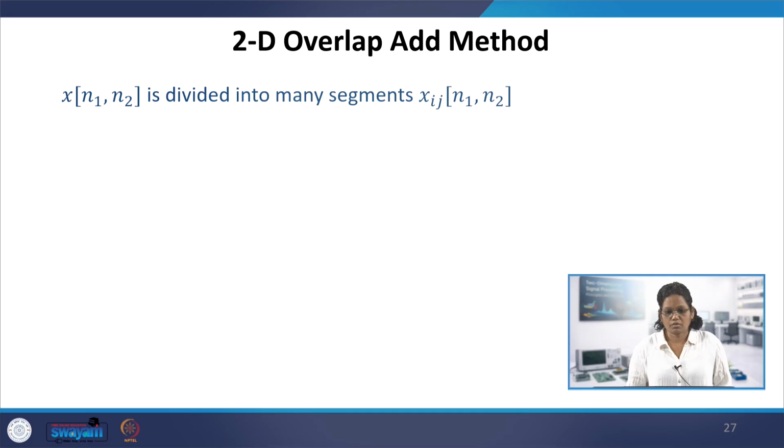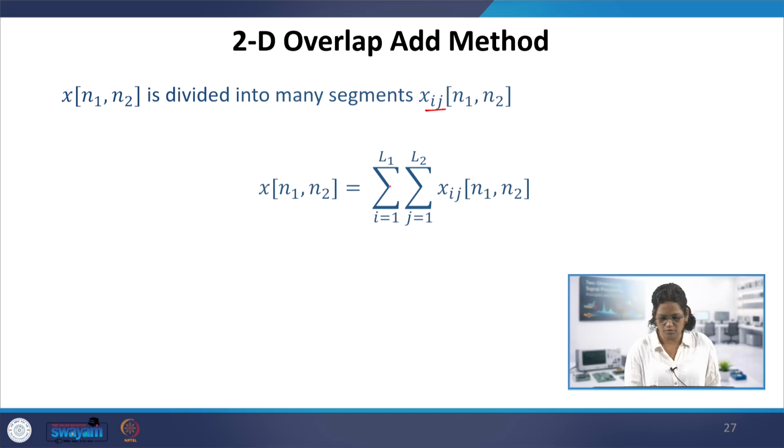Now coming to these methods, overlap add and overlap save, how do we apply them to two-dimensional signals? We just have to extend the method as we did in 1D. So x[n1,n2] should be divided into many segments, L segments of size i,j, where i varies from 1 to L1 and j varies from 1 to L2. The segments are 1, 2, 3, 4, and so on, in both directions.